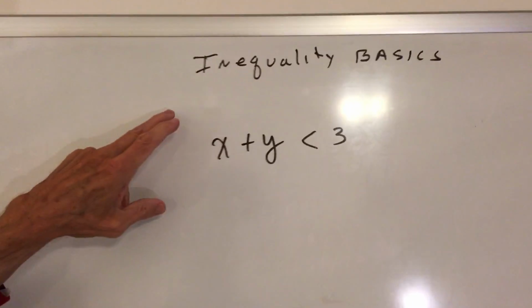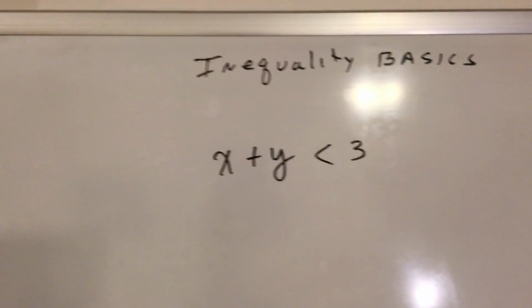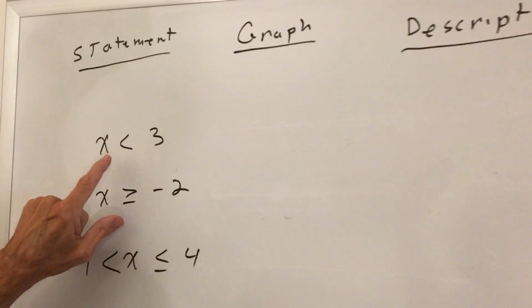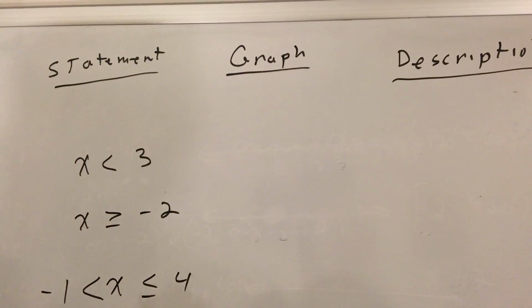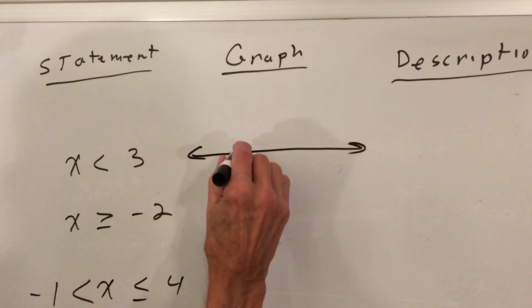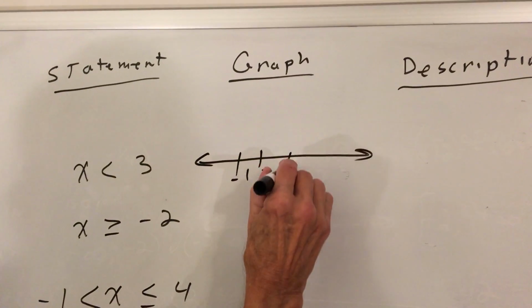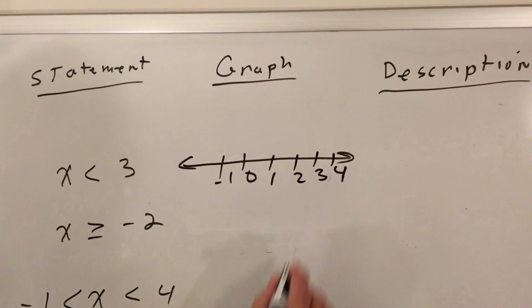Alright, today, some of the basics of inequalities. First, how to read them. It says x is less than 3. How to graph them: on the number line, we find 1, 2, 3, 4. x is less than 3.